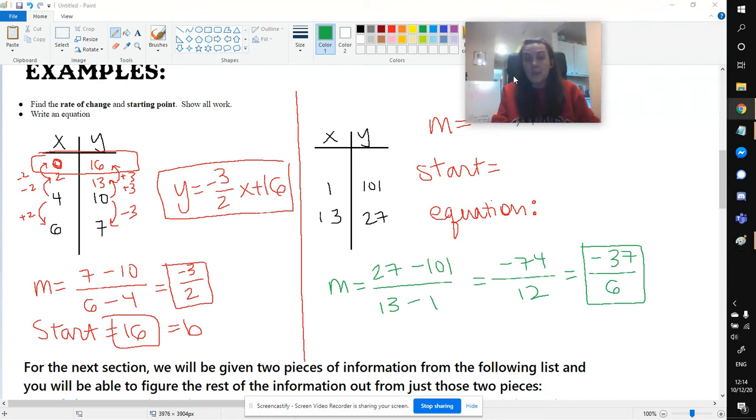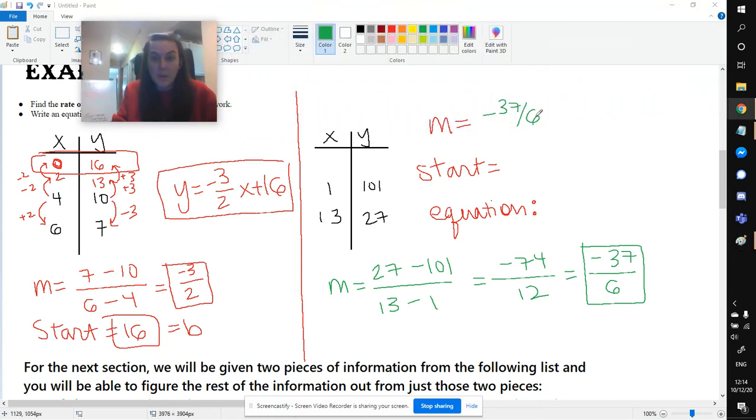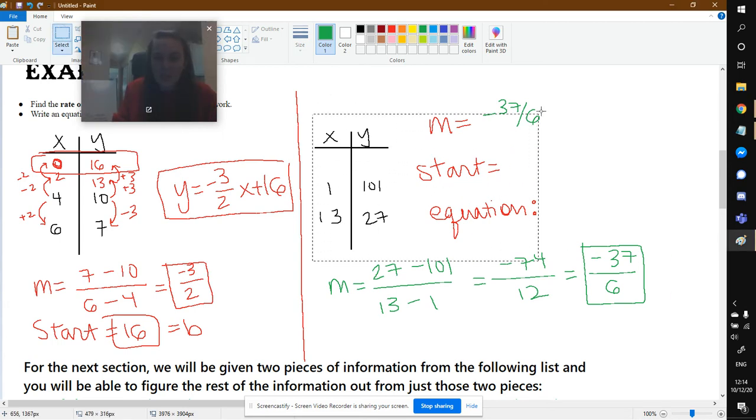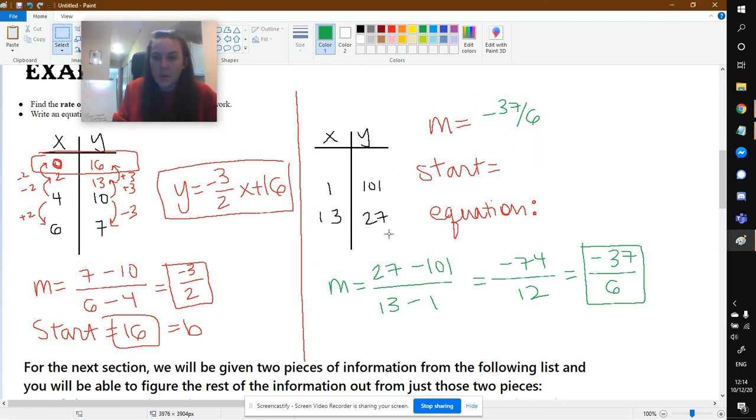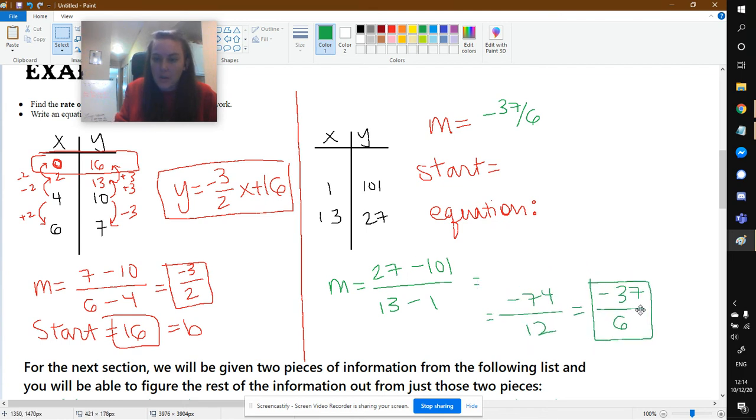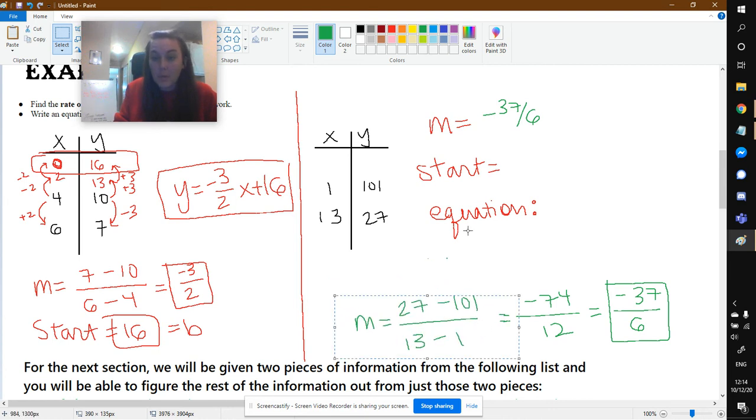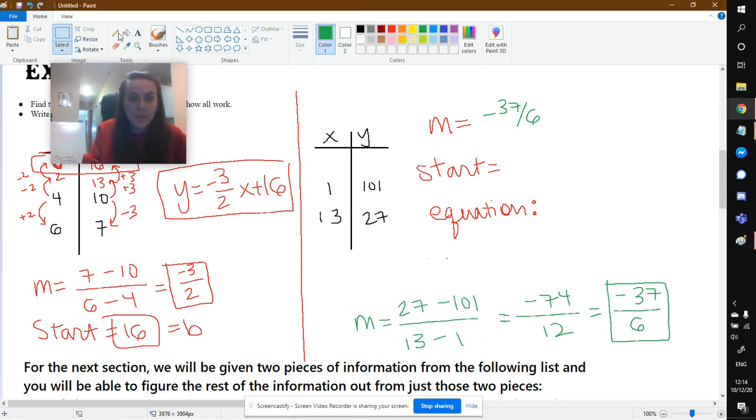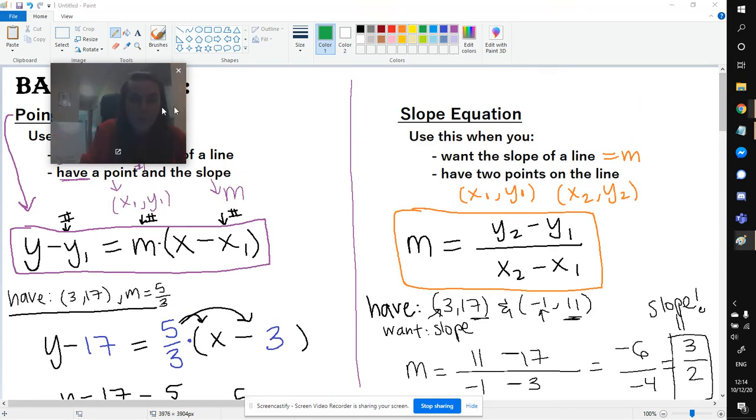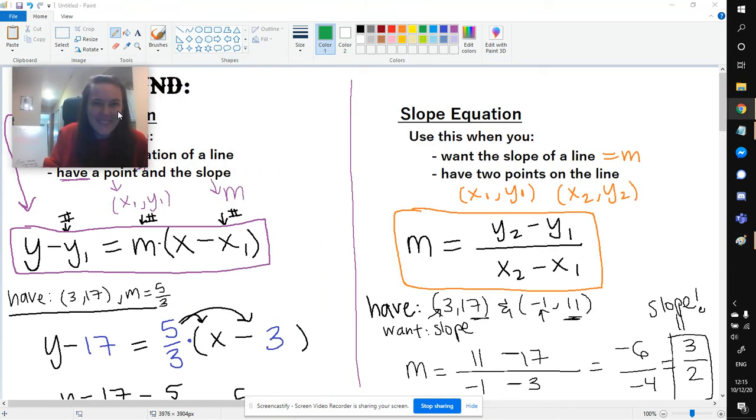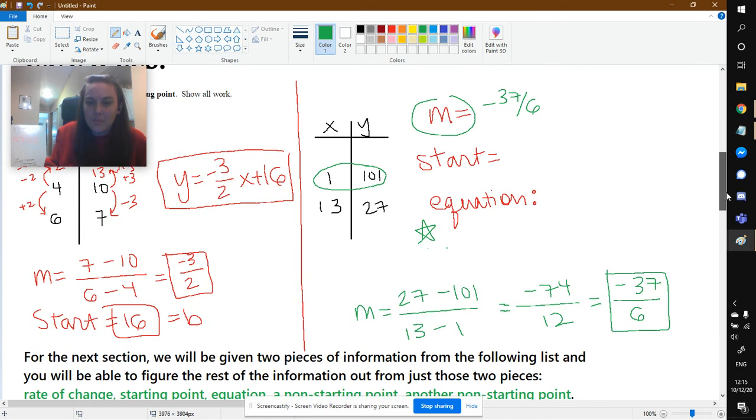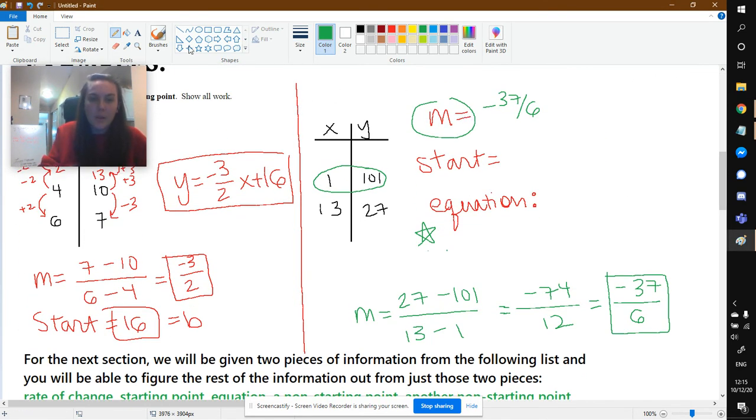And then you might say, oh my goodness, how are we supposed to fill in the table if the slope is negative 37 over 6? And we're supposed to jump by 1. That doesn't seem incredibly feasible. Good news, we've got this new equation, right? We've got this new point-slope equation where we have a point, right? We've got a point, we've got the slope, we want the equation. That's exactly when we use point-slope form. So we're doing good. We have two things. We know what we want. We're ready to go.